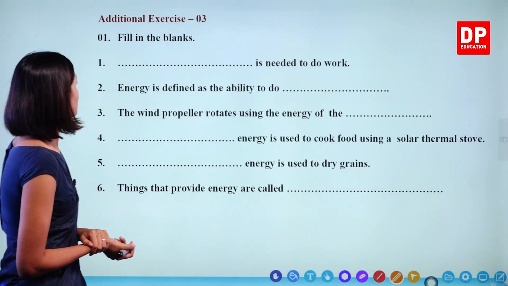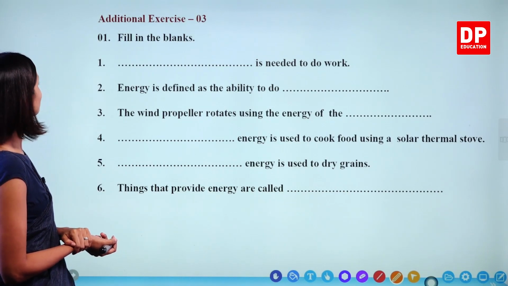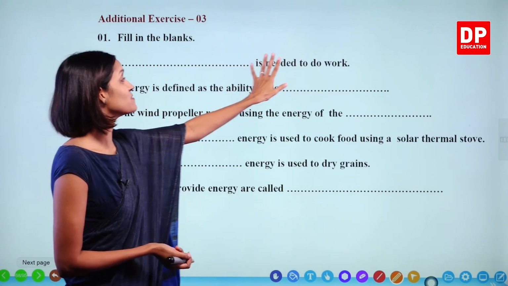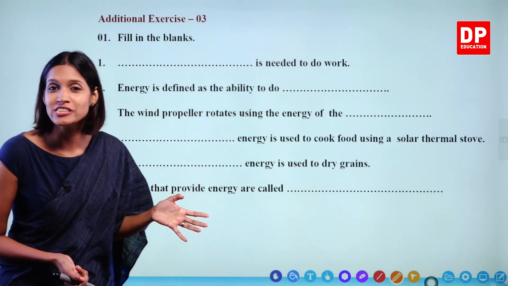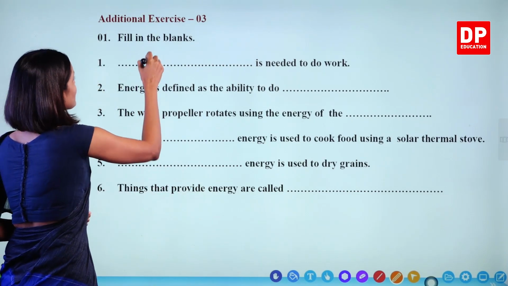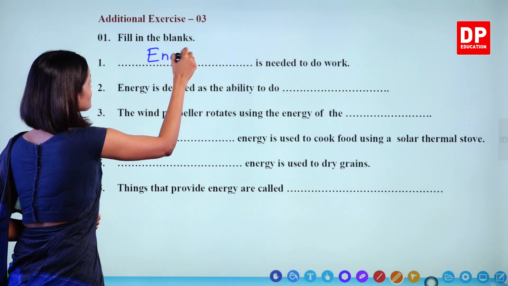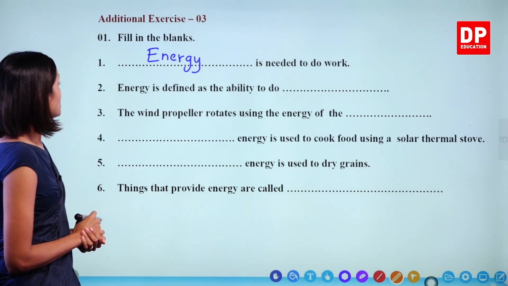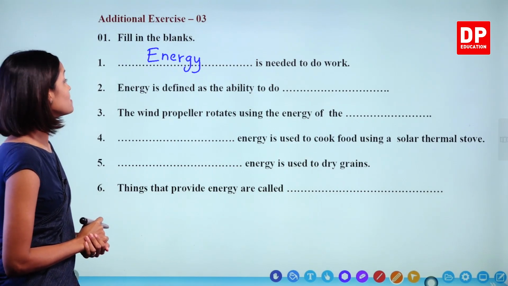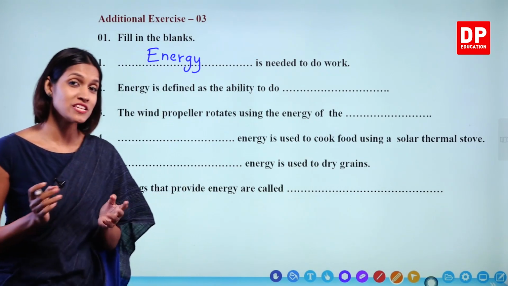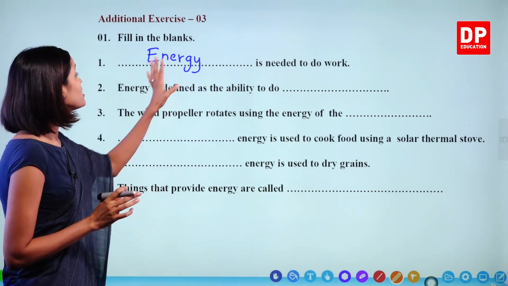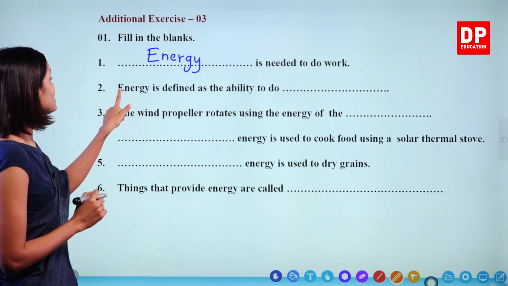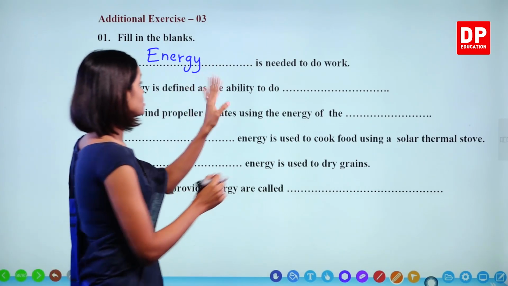Number 3. Additional exercise 3. Fill in the blanks. We will read this. Number 1. Energy is needed to do work. Now this is very easy. What do you need to do work? Energy. Okay. Number 2. Energy is defined as the ability to do, what is the answer? Work. The definition of energy is the ability to do work, right? Energy is defined as the ability to do work.